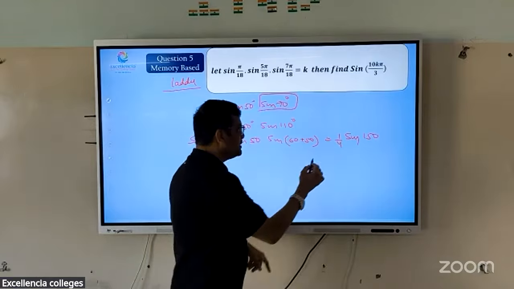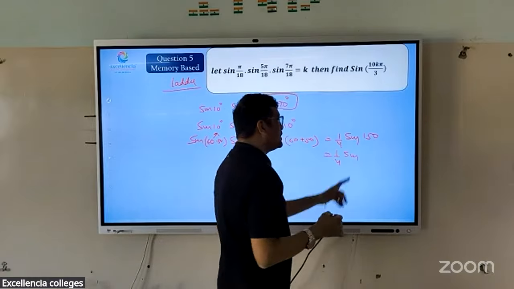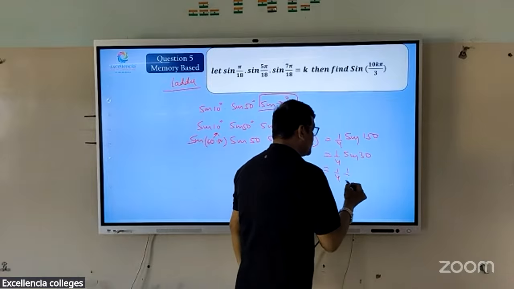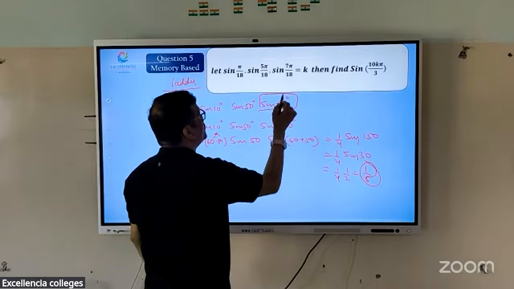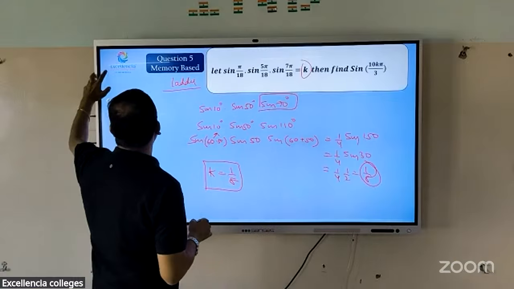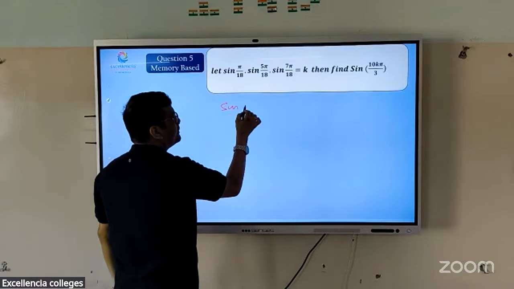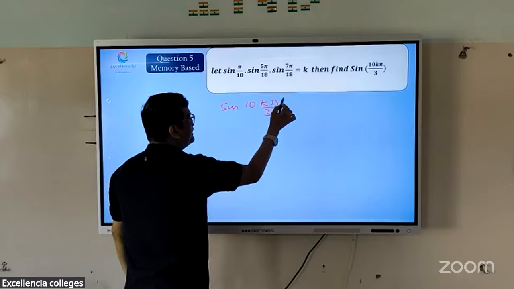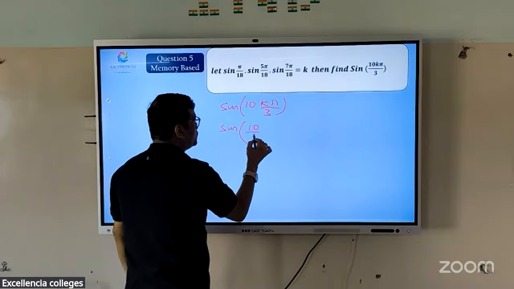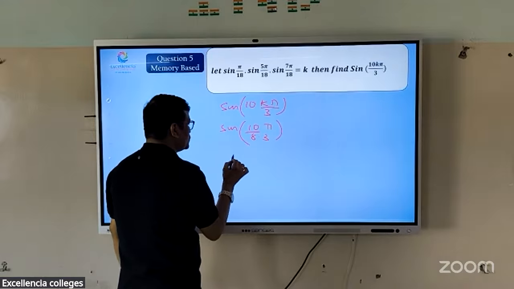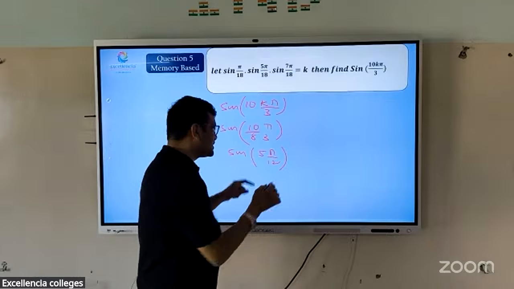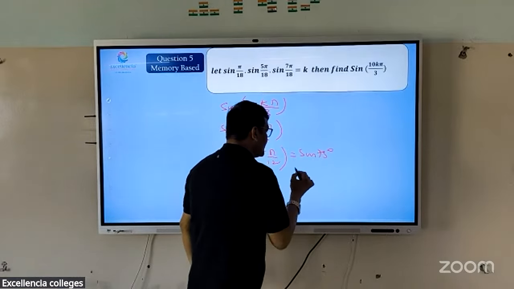So it is 1/4 of sin 350, which is sin 30, and sin 30 is 1 by 2. This is 1 by 8. When k is 1 by 8, I got sin of 10k pi by 3. 10k is 10 by 8, so pi by 3 times that gives sin of 5 pi by 12. Pi by 12 is 15 degrees, so 5 pi by 12 is 75, sin 75, that is sin of 45 plus 30.